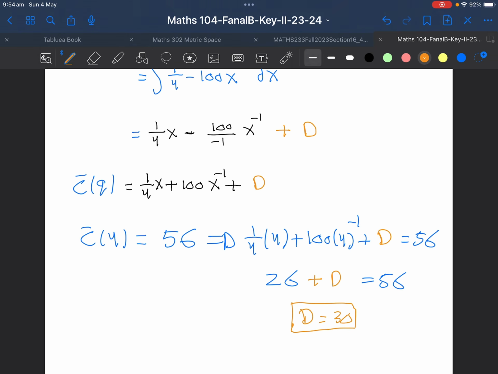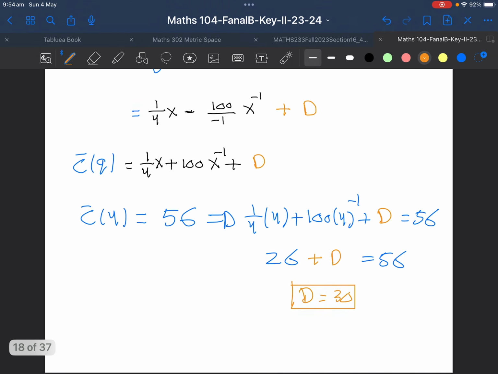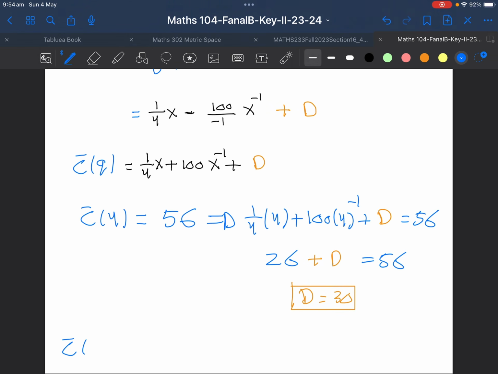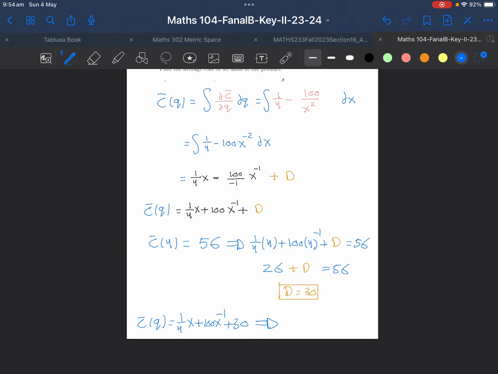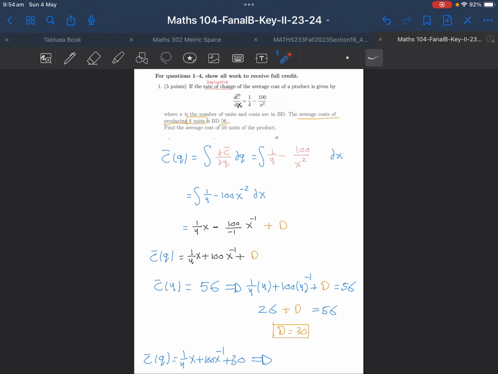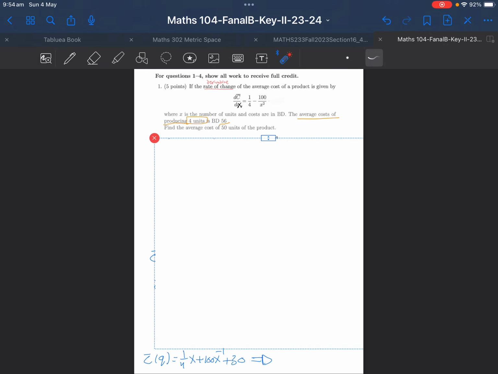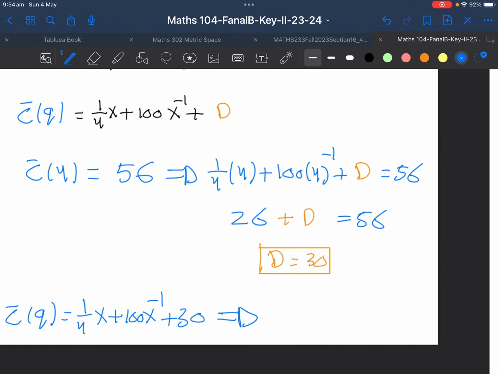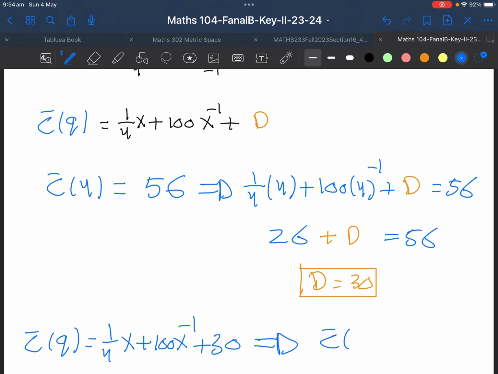We find d, and that's very good news. Why is it very good news? Because now I can write the whole equation correctly: plus 100 x to the negative 1 plus 30. Now, in the question, he doesn't just want me to find it in general. He also wants to find how much it is if I substitute 50 units. So 50 units, that's what we will get here.